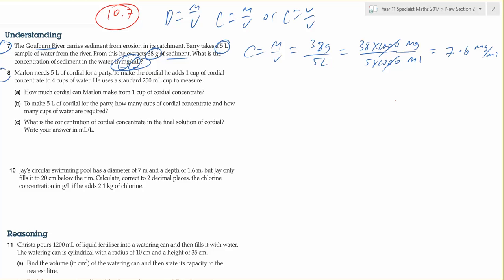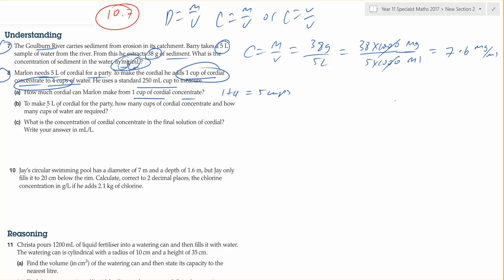So question 8. Milo needs 5 litres of cordial for a party. To make the cordial, he adds 1 cup of cordial concentrate to 4 cups of water. Then he uses a standard 250 ml cup to measure. How much cordial can Milo make from 1 cup of cordial concentrate? Okay, that's easy because it's 1 cup to 4 cups. So 1 cup of cordial concentrate to 4 cups of water. That's 5 cups.